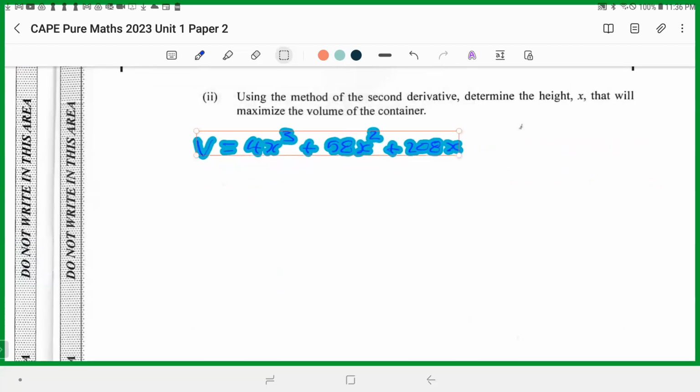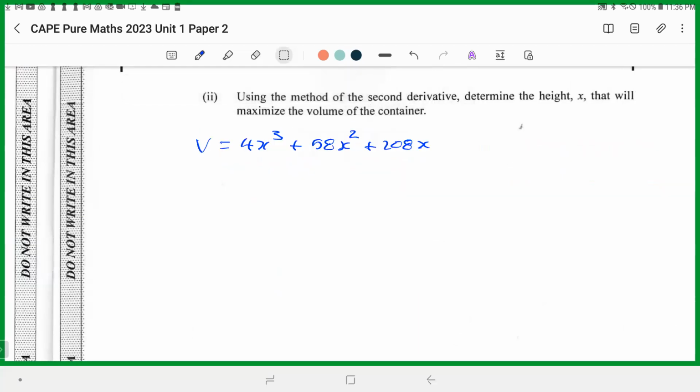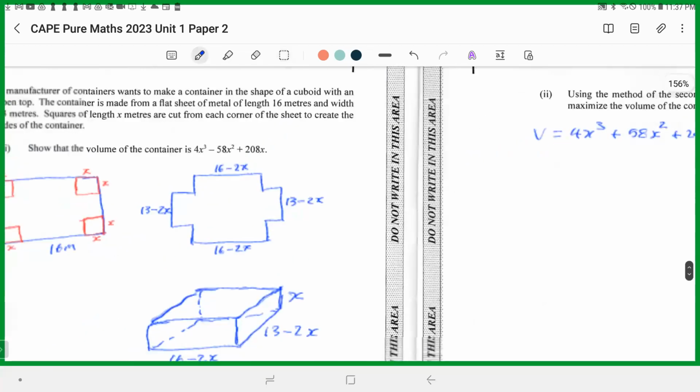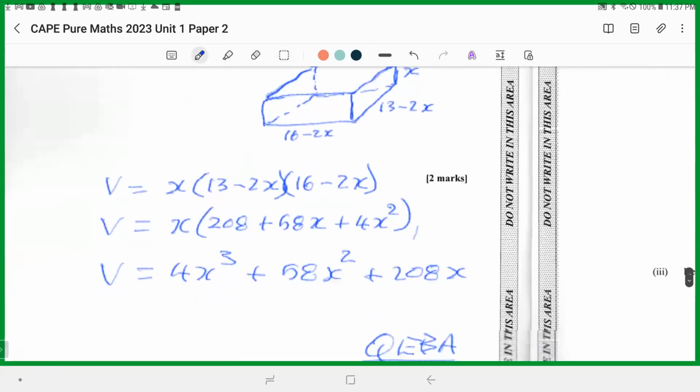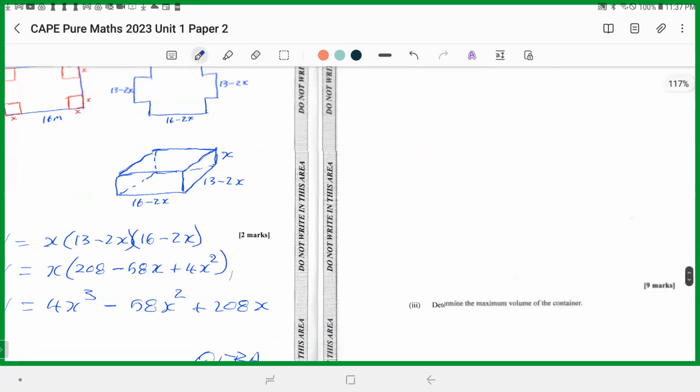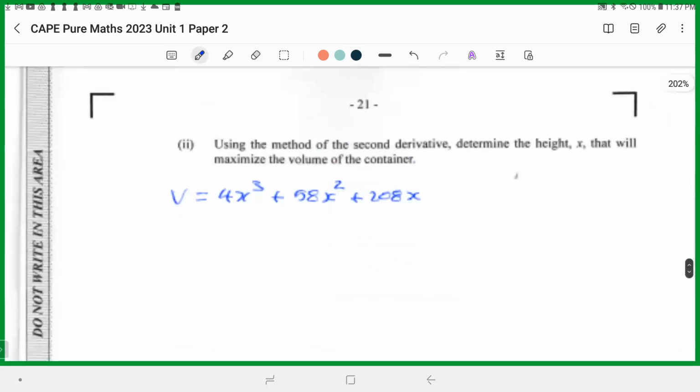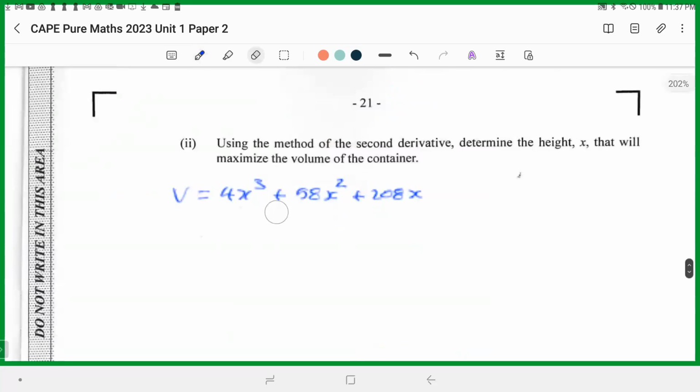All right, so this is our volume. Normally, I want to differentiate it to find the stationary points. It's not a plus, there's a minus. A mistake. The middle term is a minus, not a plus. Minus right there. All right, I differentiate it now.